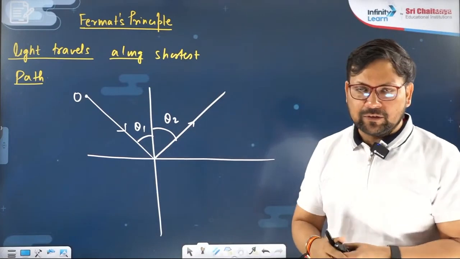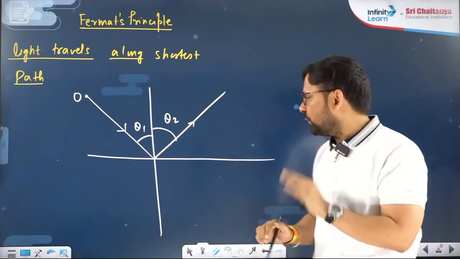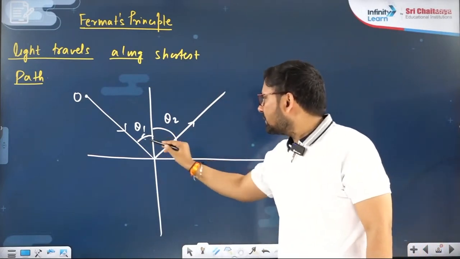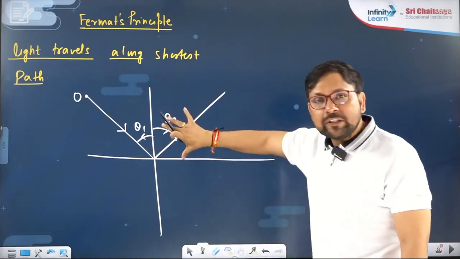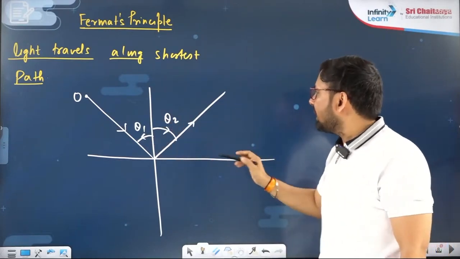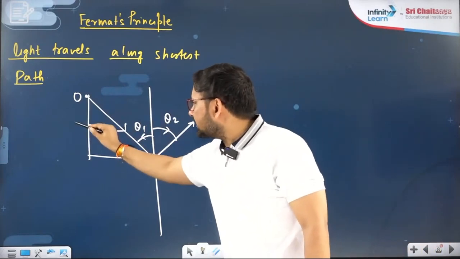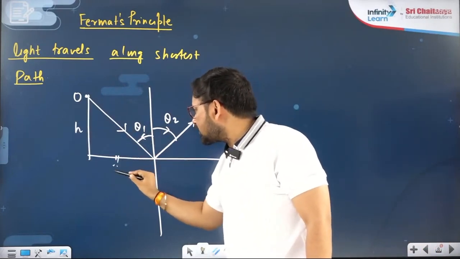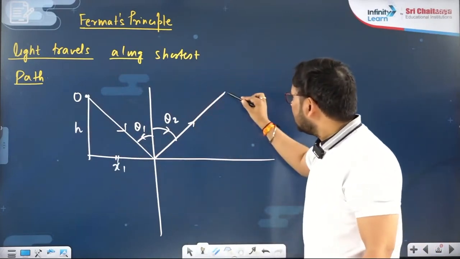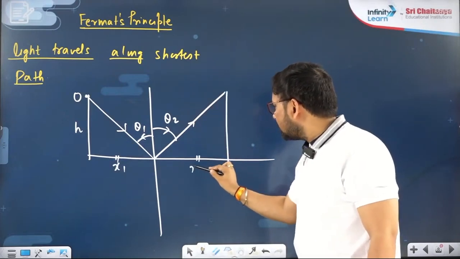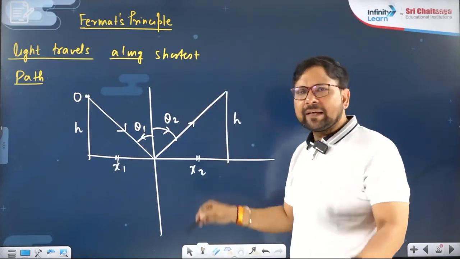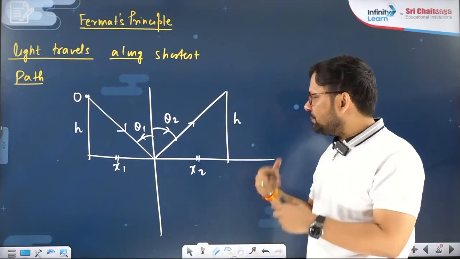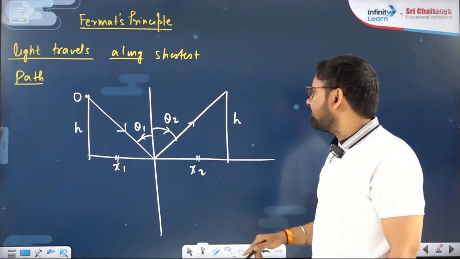Angle I equal to angle R, we don't know yet, but some angle is there. That is theta 1 with the normal, anti-clockwise, and this is theta 2 with the normal, clockwise. Now let's say that the height is h and that distance is x1. That is x2, and I am taking the same height h, or you can take any level, it will not change anything. For simplification I have taken the same level.